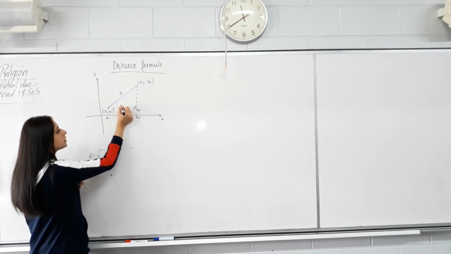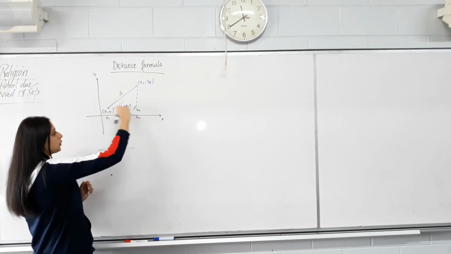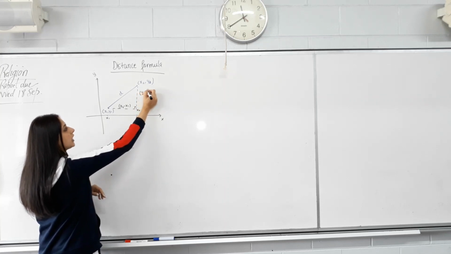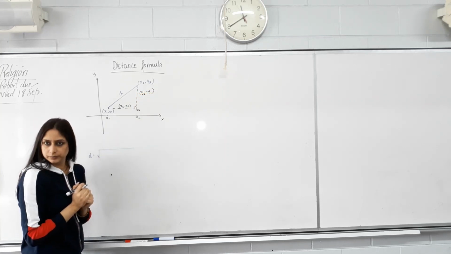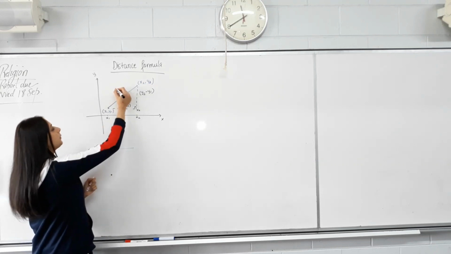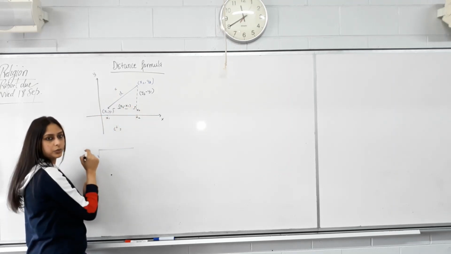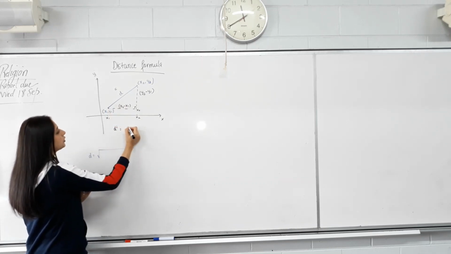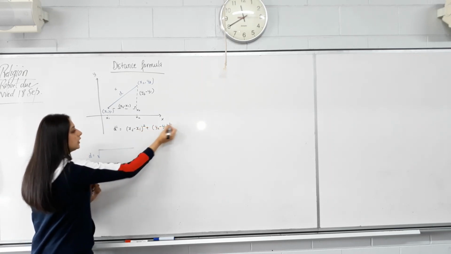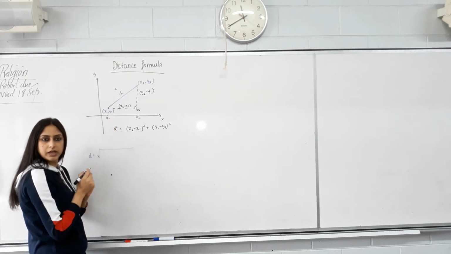So will the length of this be x2 minus x1? Yes. Now, this is y1 and this is y2. So y2 minus y1. Will that give me the length of this side of the right angle triangle? Yes? Now, do we remember Pythagoras? Isn't this the hypotenuse? So what's c squared equal to? C squared is equal to a squared plus b squared. So I can write that the distance squared is equal to this side squared plus this side squared. But that's distance squared. So if I was to find the distance, will I square root both sides?